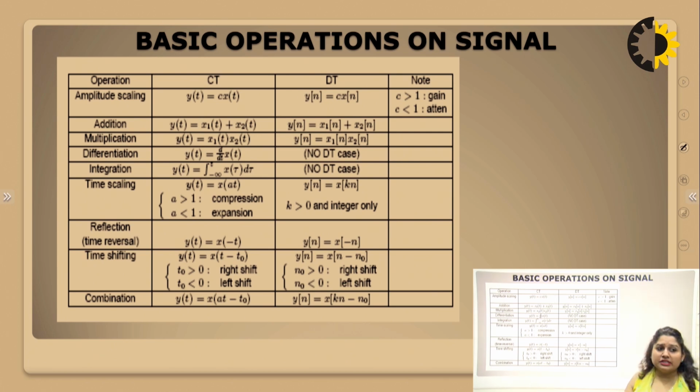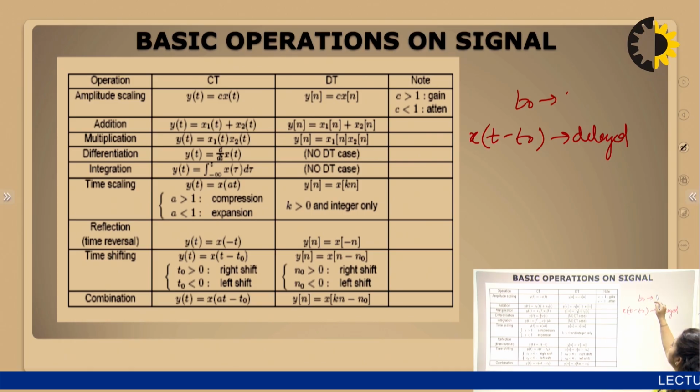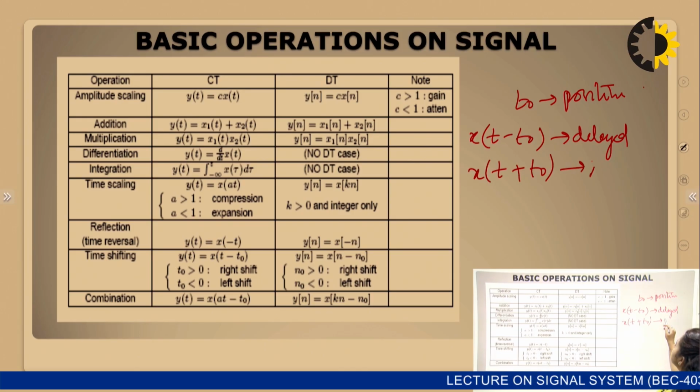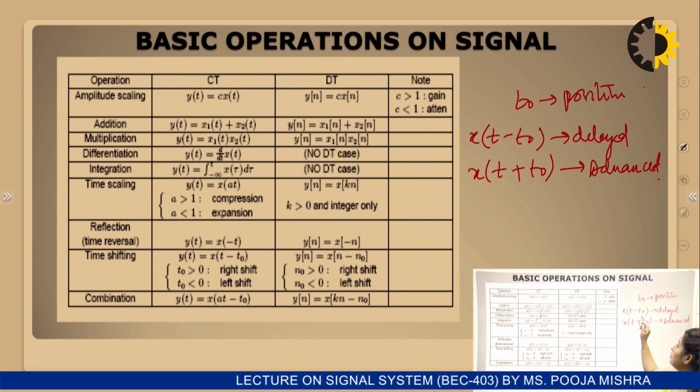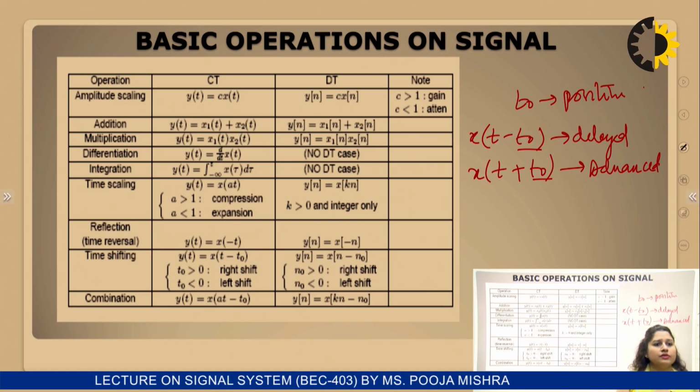In the time shifting, we have two operations. One is delayed and one is advanced. If y(t) is equivalent to x(t) minus t naught, this is a delayed signal, if t naught is positive. If you have x(t) plus t naught, this is an advanced signal. So for the delayed signal, the signal goes to the right by the amount t naught, and for the advanced signal, the signal goes to the left by the amount of t naught.